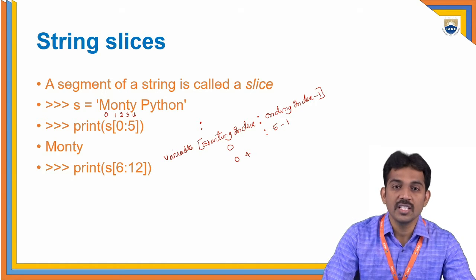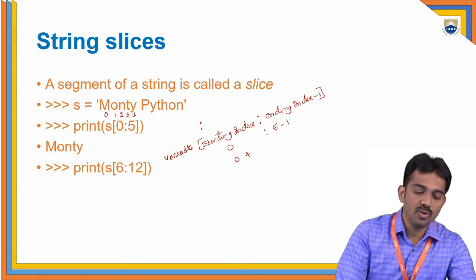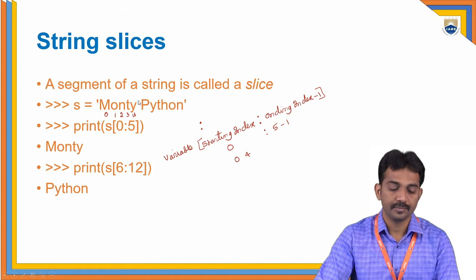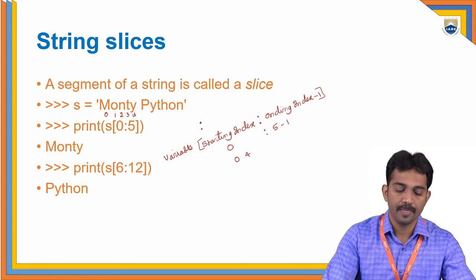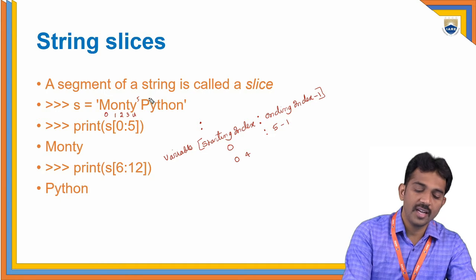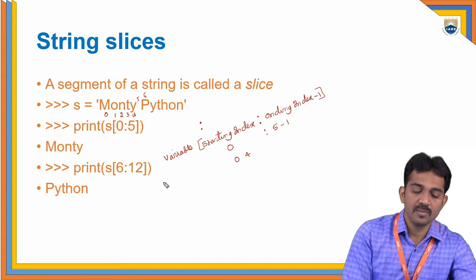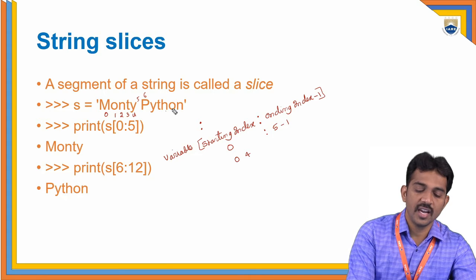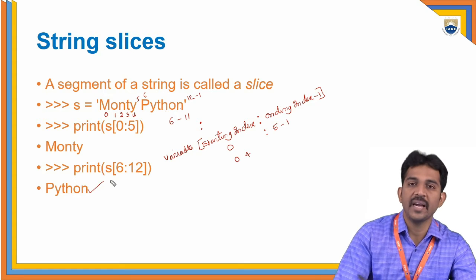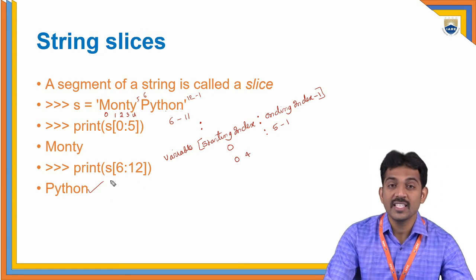And what about 6 to 12? What is the sixth index? You know this is 0 to 4, right? The space goes to 5, and they have given 6, right? From 6, 7, 8, 9, 10, 11, 12. But it is minus 1, right? Simply, it is going to print the indexes from 6 to 11. That is called Python. It is going to divide out the string Python.